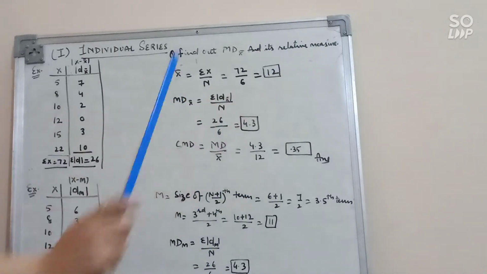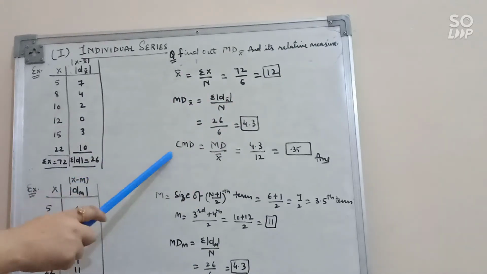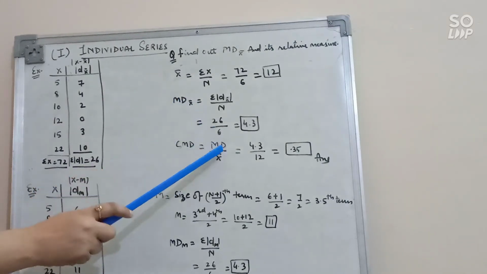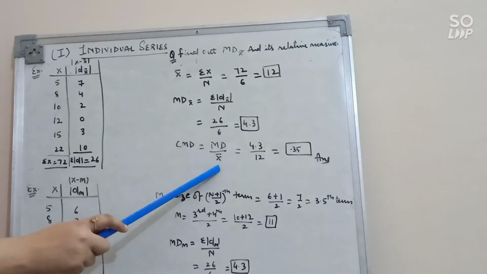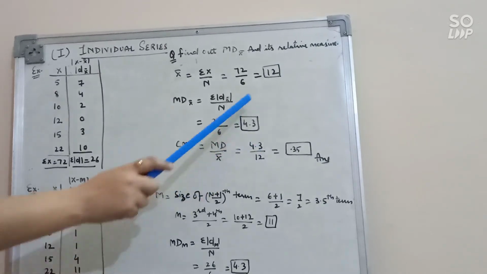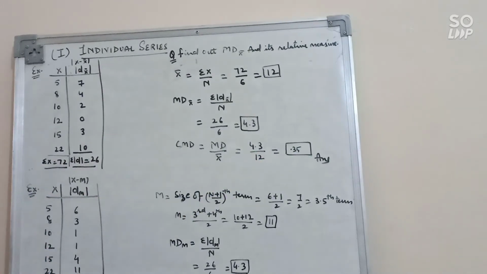Now the relative measure. Relative measure means coefficient of mean deviation. So CMD is equal to mean deviation upon mean, because here we are calculating mean deviation from mean. So the formula will be mean deviation upon mean. The mean deviation we have calculated is 4.3, divided by mean. Mean is 12. You just need to put the values and you can find the answer, that is 0.35. Clear?